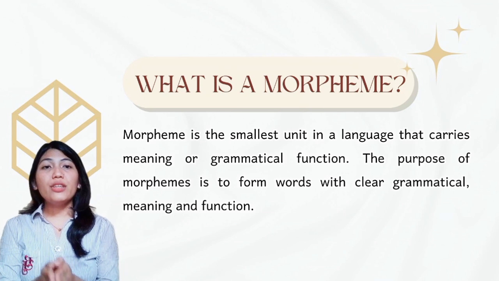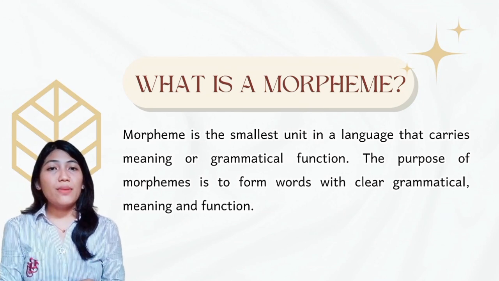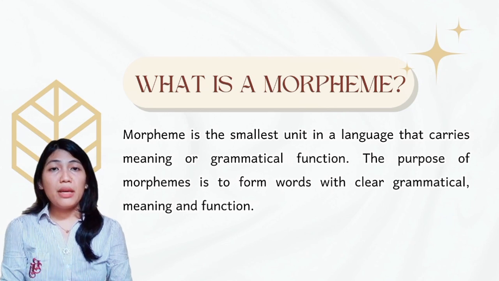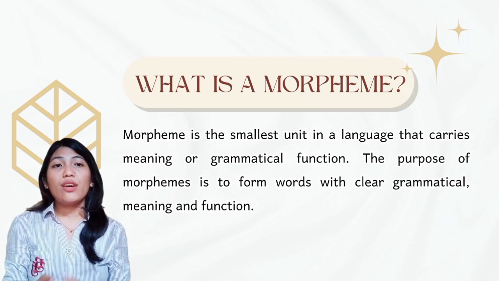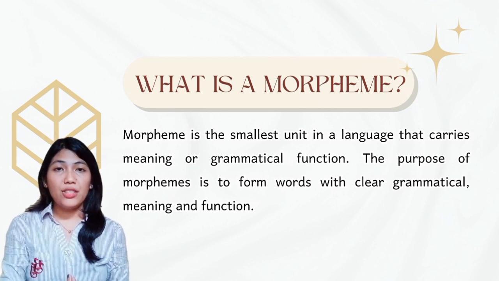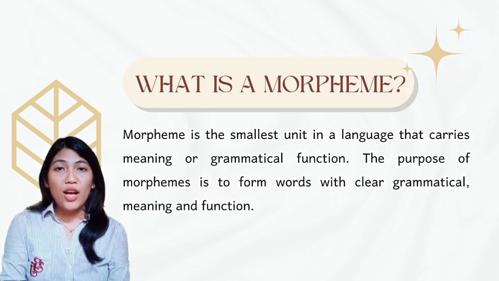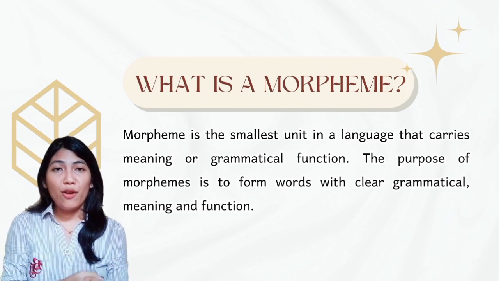Morpheme is the smallest unit in a language that carries meaning or grammatical function. The purpose of morpheme is to form words with clear grammatical meaning and function. Morpheme has two types. The first is free morpheme and the second is bound morpheme. So I will present about the free morpheme.